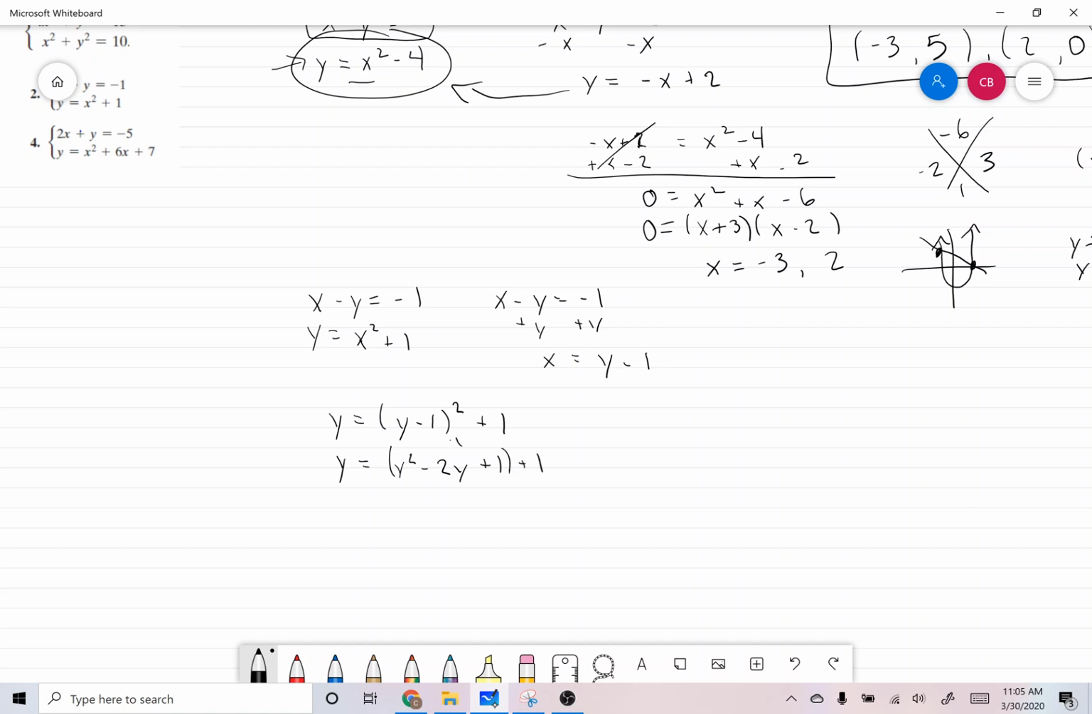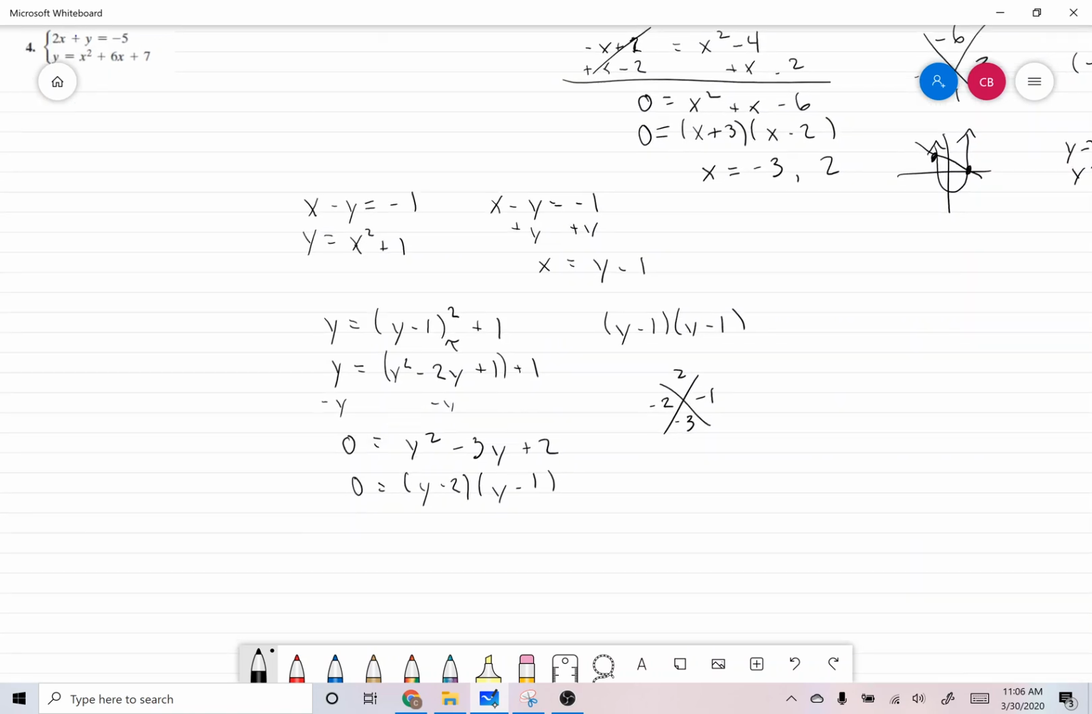Remember, this is this expanded out. Okay, FOIL that out and you should get this. And then we have minus y minus y. We have 0 is equal to y squared minus 3y plus 2. Which if we factor, we have 2, negative 3. That's going to be negative 2, negative 1. 0 is equal to y minus 2, y minus 1. So y is equal to 2 or 1.